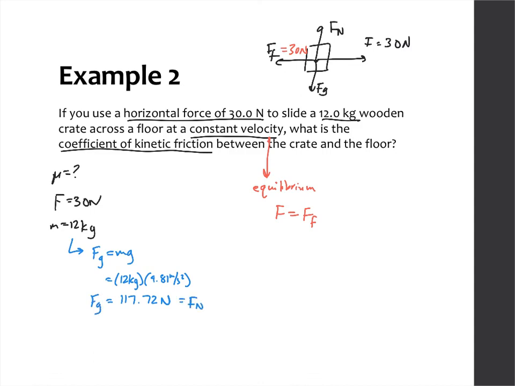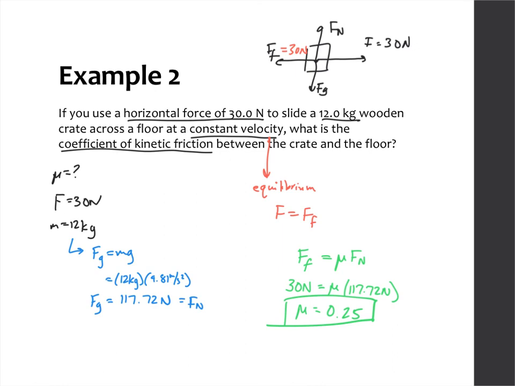Okay? And so looking at our equation for the force of friction, this is the only equation that has mu. We have our force of friction, that is 30 newtons. The mu is what we're looking for, and the normal force we just got as 117.72 newtons. So dividing both sides by 117.72, you could get your mu, and it is 0.25. No units, and that's it.